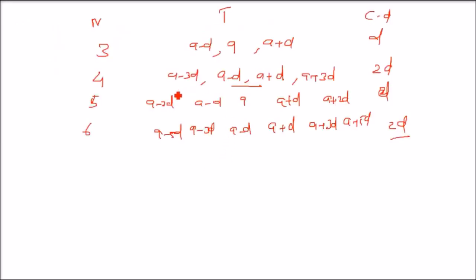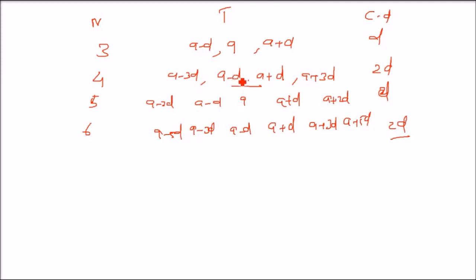Find 4 numbers in AP whose sum is 20 and the sum of their squares is 120. So the sum is 20, the sum of squares is 120. How should we take these 4 terms?